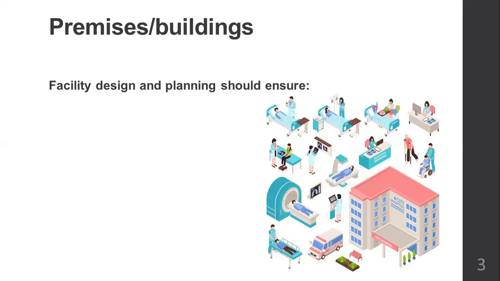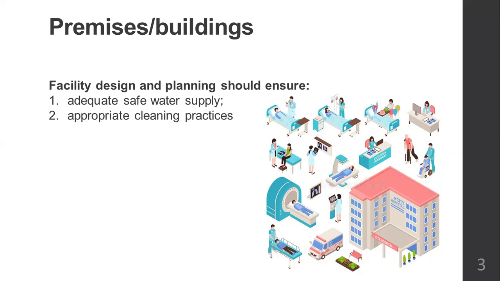So when you talk about the premises or the buildings, it should ensure adequate safe water supply. Potable water and non-potable water should be safe, fit for human use. Appropriate cleaning practices should be done twice or thrice as necessary. Spillage and everything else has to be cleaned immediately by the housekeeping staff.